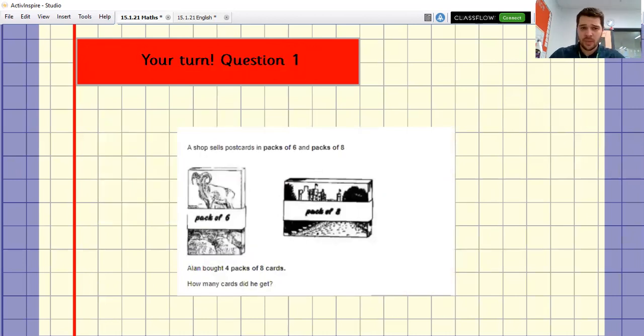Okay, question 1. A shop sells postcards in packs of 6 and packs of 8. Alan bought 4 packs of 8 cards. How many cards did he get? All the answers will be on the final slide together. So pause this slide here and answer the question.